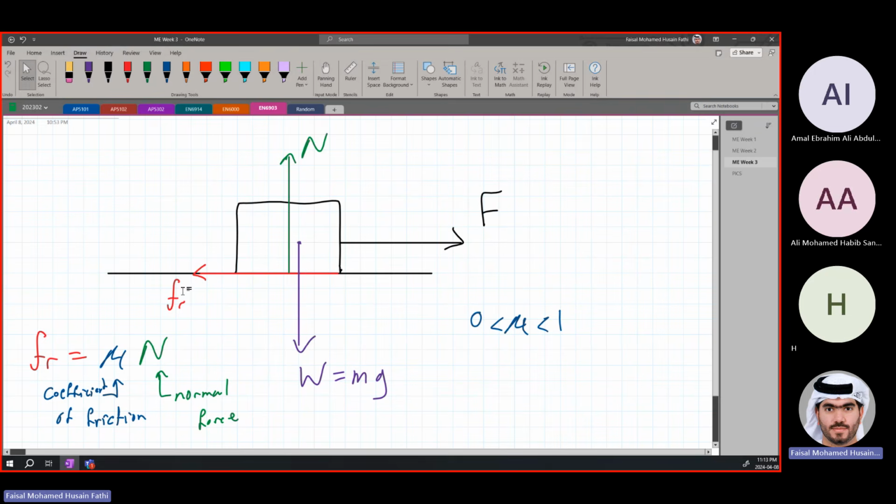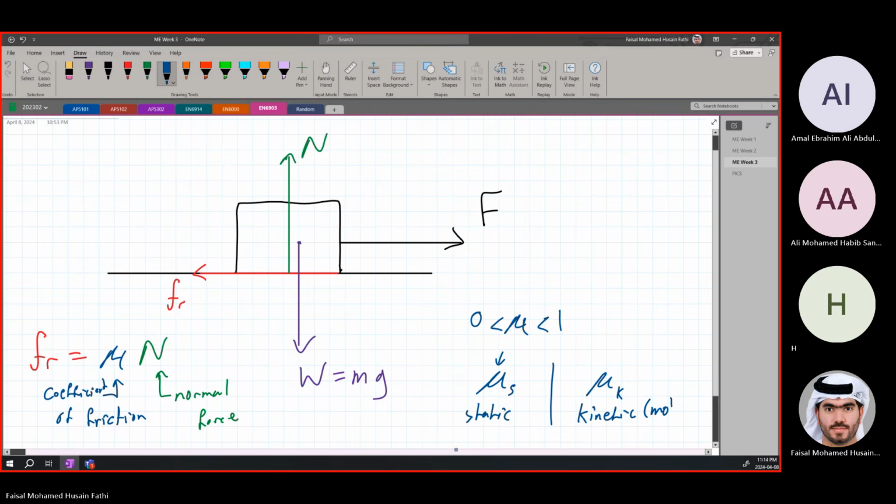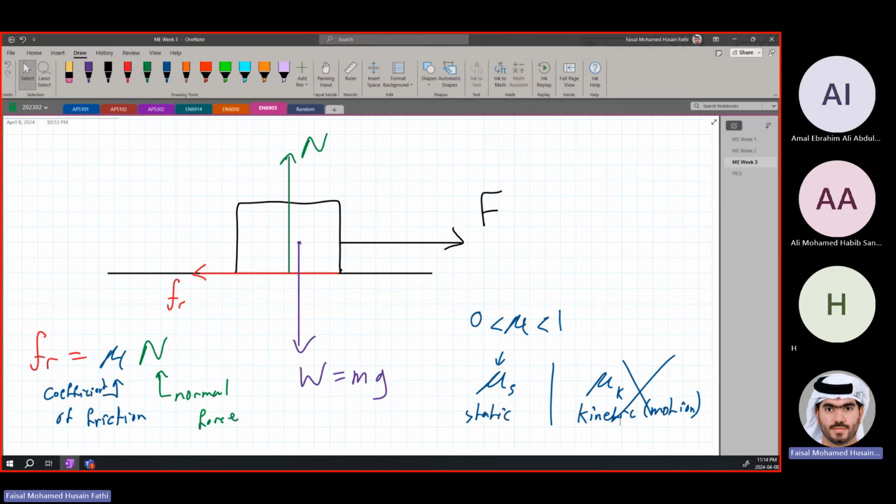And this is the basics of friction. An extra thing that you won't need in the exam: we have two types of mu, mu static and mu kinetic. We are only dealing with mu static in our cases, not mu kinetic. Mu static means there is no motion, so it is in static equilibrium. Kinetic means motion. But we're not going to worry about this for now. We're just going to look at mu static when dealing with our equations.